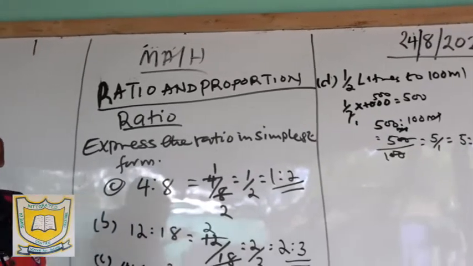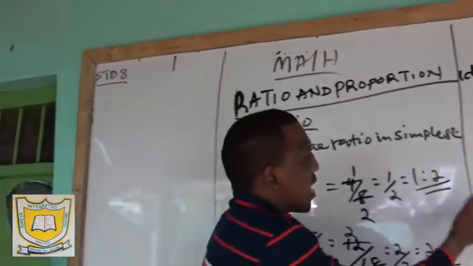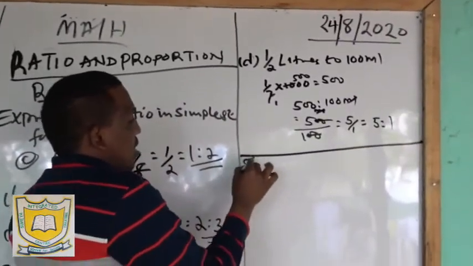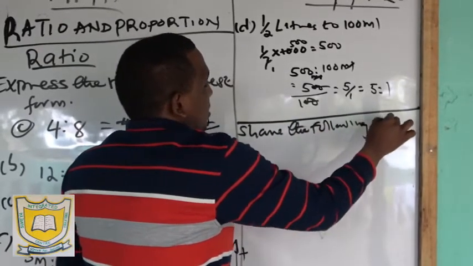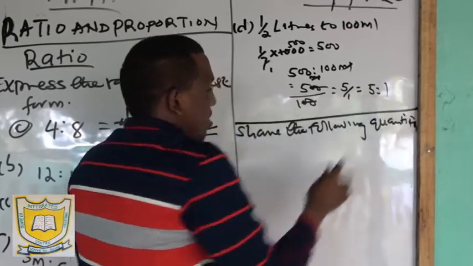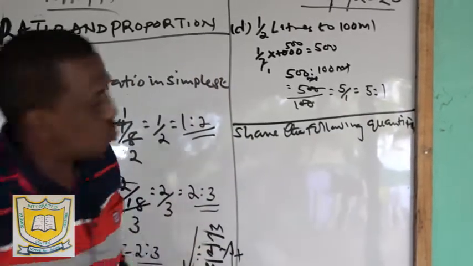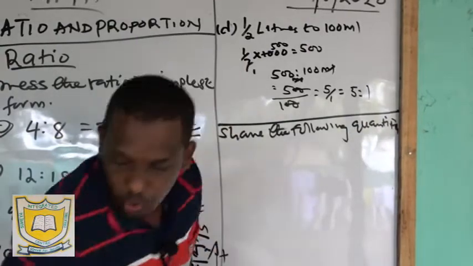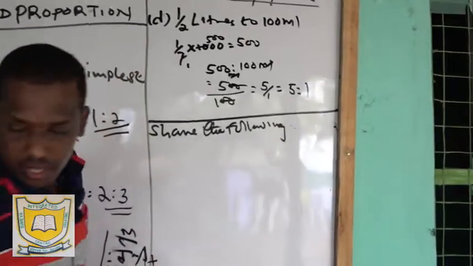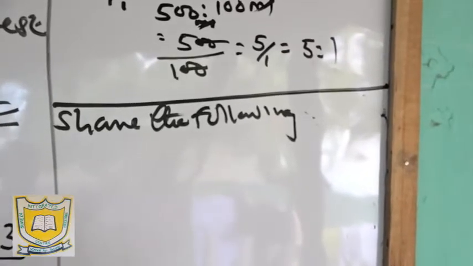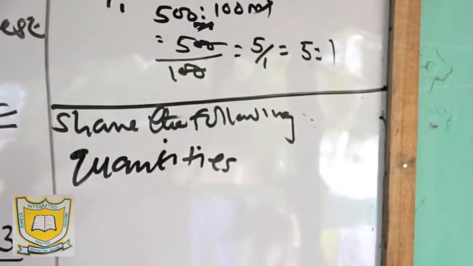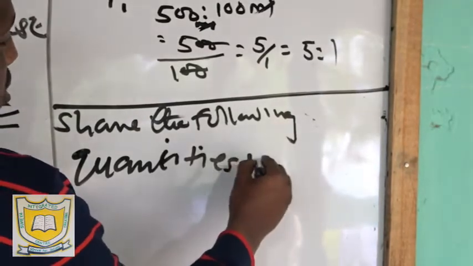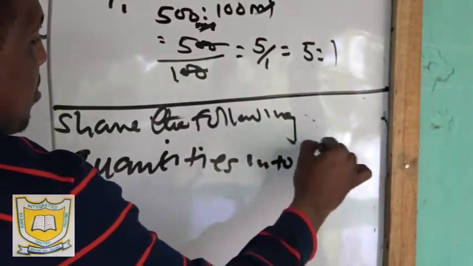You are told to share the following quantities in the given ratio. Share the following quantities into the given ratio.